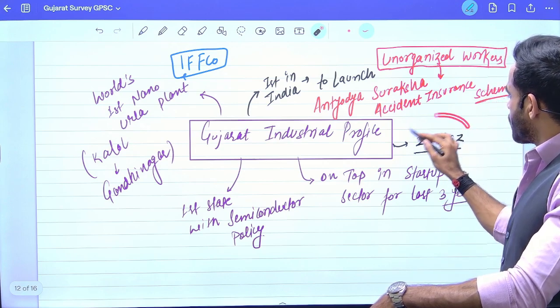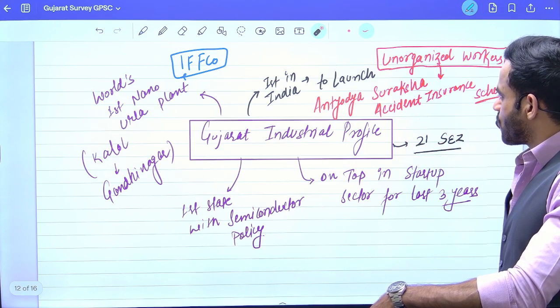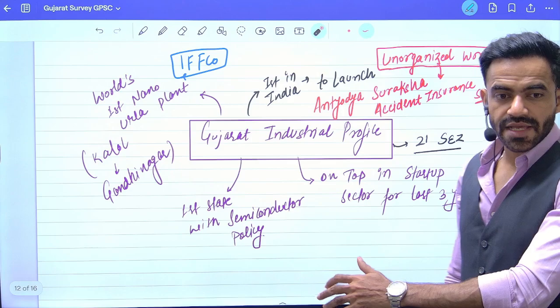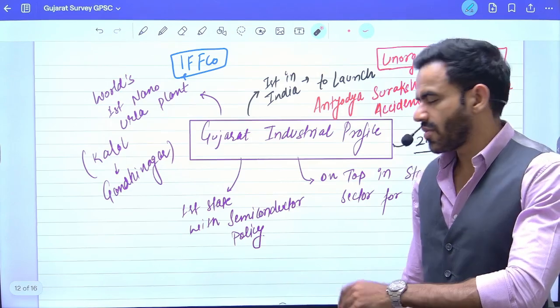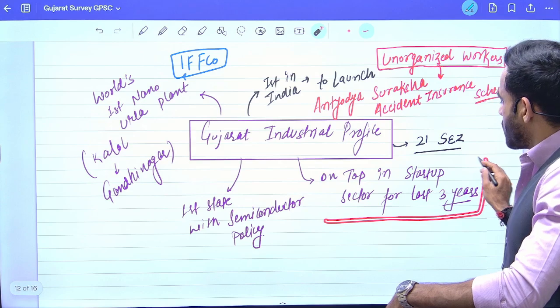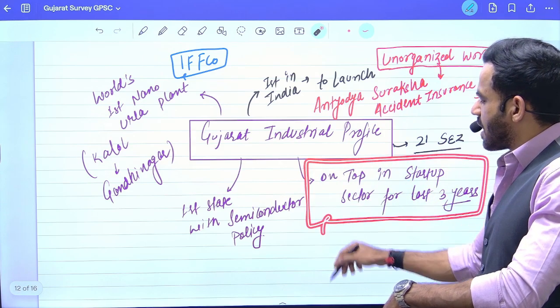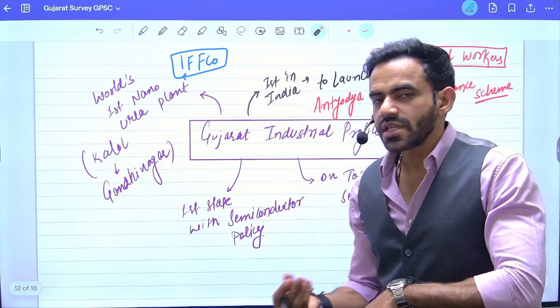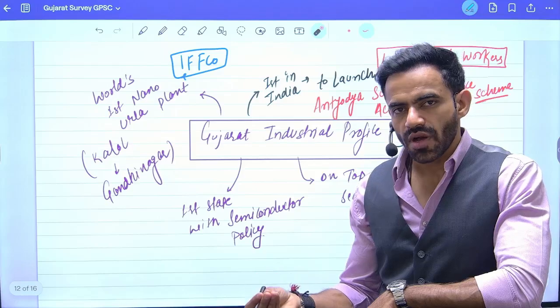We have already covered that Gujarat has 21 operational SEZ. SEZ refers to special economic zones. Apart from that, Gujarat is on top position in terms of startup sector for the last 3 years. What is a startup? A startup is a new company.